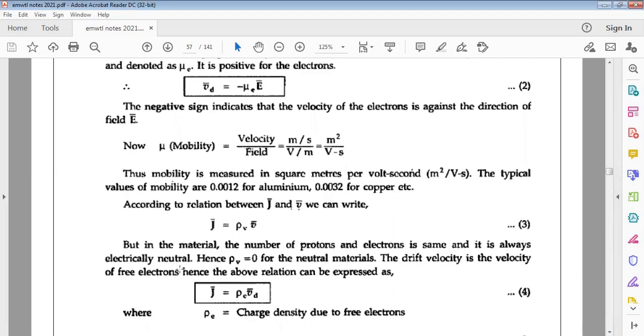The drift velocity is the velocity of free electrons. Hence, the relation can be expressed as follows. I am taking rho_e as the charge density, the volume charge density, due to the free electrons. Due to the drift velocity, J bar is equal to rho_e into Vd bar, where Vd is the drift velocity. Got it, my dear students?